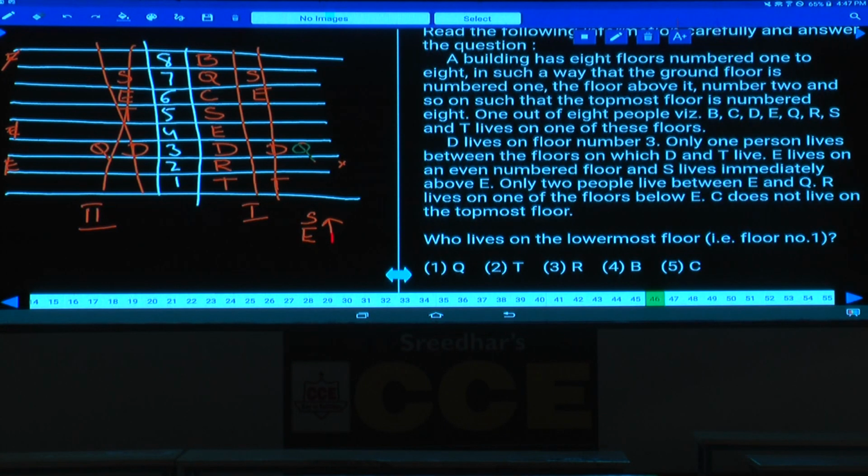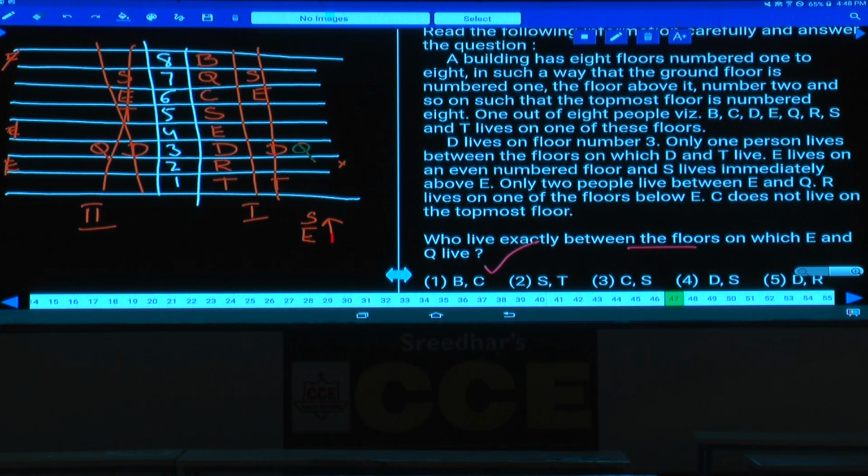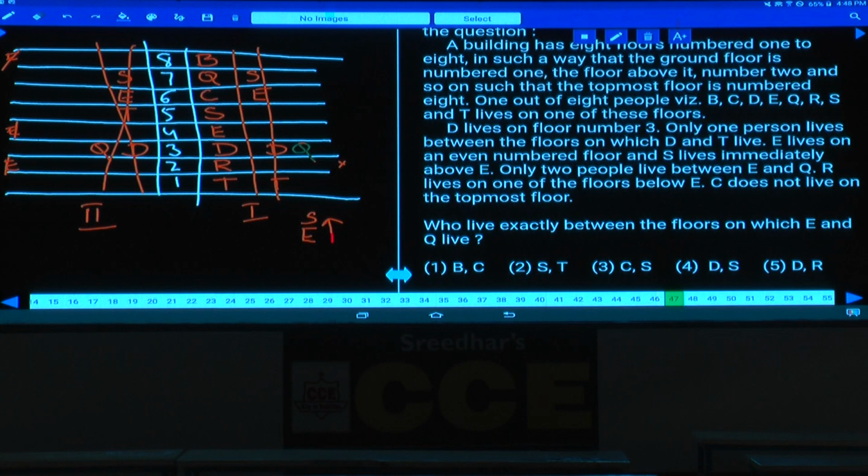Then question number 46. Who lives on the lowermost floor? Tell me who lives on the lowermost. T, that is choice 2. Then question number 47. Who lives exactly between the floors on which E and Q live? Now, exactly in between E and Q, who are the persons? 2 persons. Who are those two? C and S, that is choice 3. C and S are the 2 persons living in between E and Q.